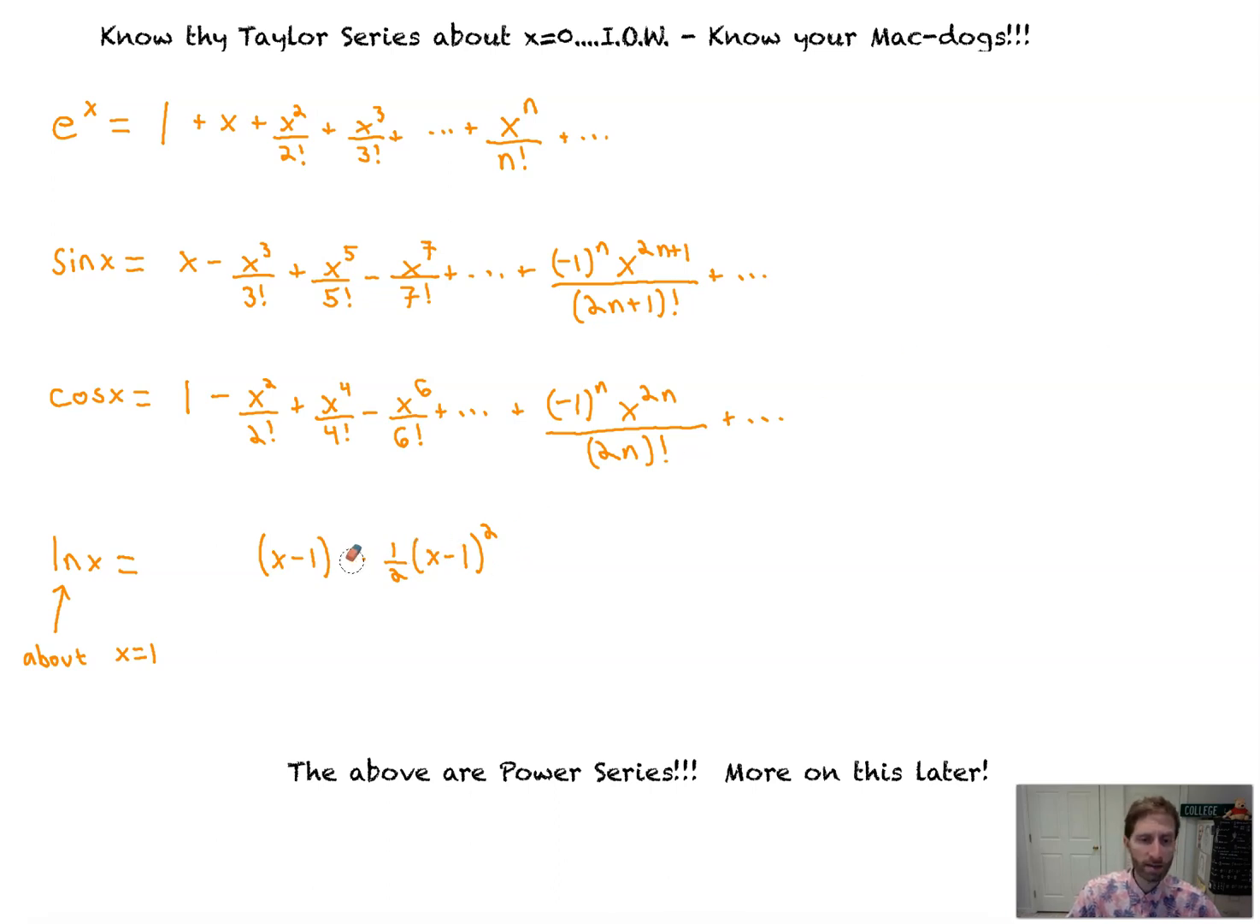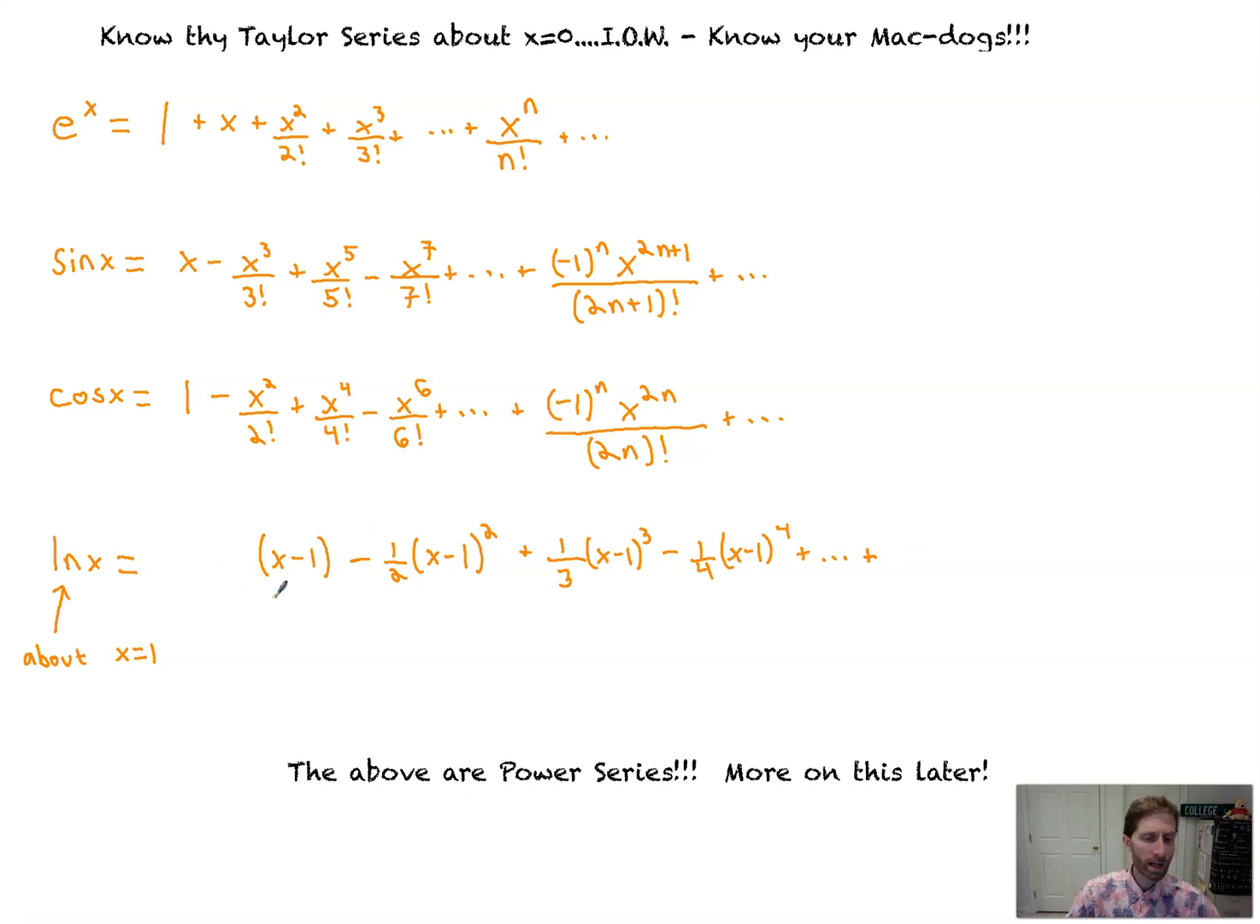We alternate signs here like this, plus 1/3 times x minus 1 cubed. This is one that you don't necessarily have to memorize for some teachers, but others want it memorized. I never did, but I'm not your teacher that gives you tests. The BC exam typically doesn't need you to memorize ln, but these three, oh yeah, know it for the exam. Plus dot, dot, dot.